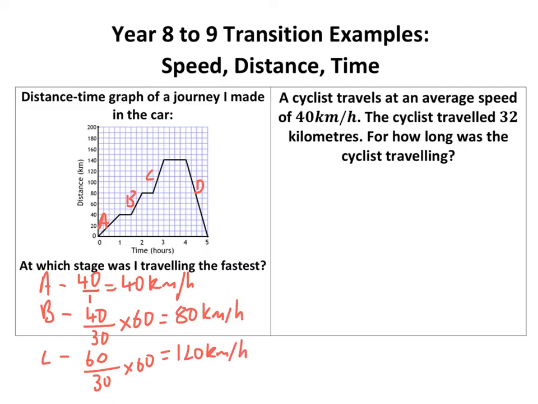Now then, D, I'm nearly out of room. In fact, I pretty much am out of room. I'll do it up here. So D is, now how far have I travelled? 140 kilometres in 1 hour. So that's 140 kilometres per hour. So D is the answer, that bit between 4 and 5 hours.